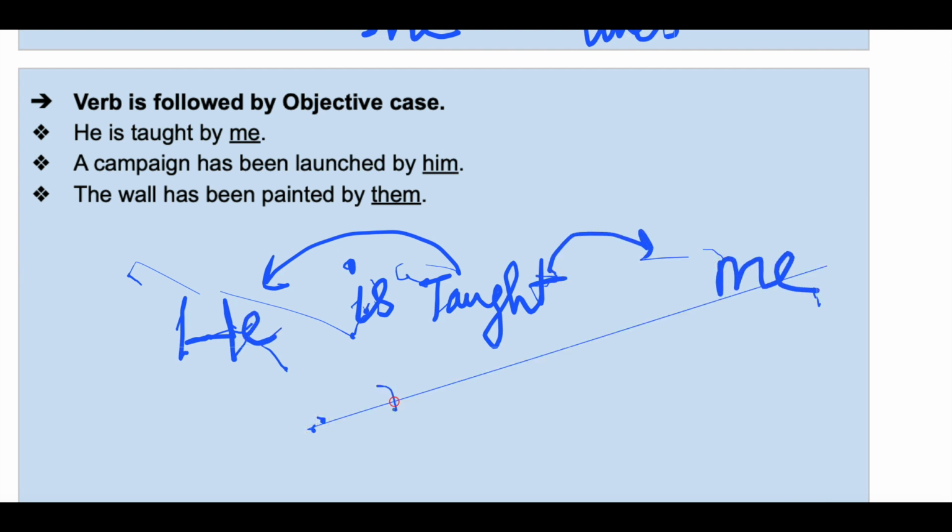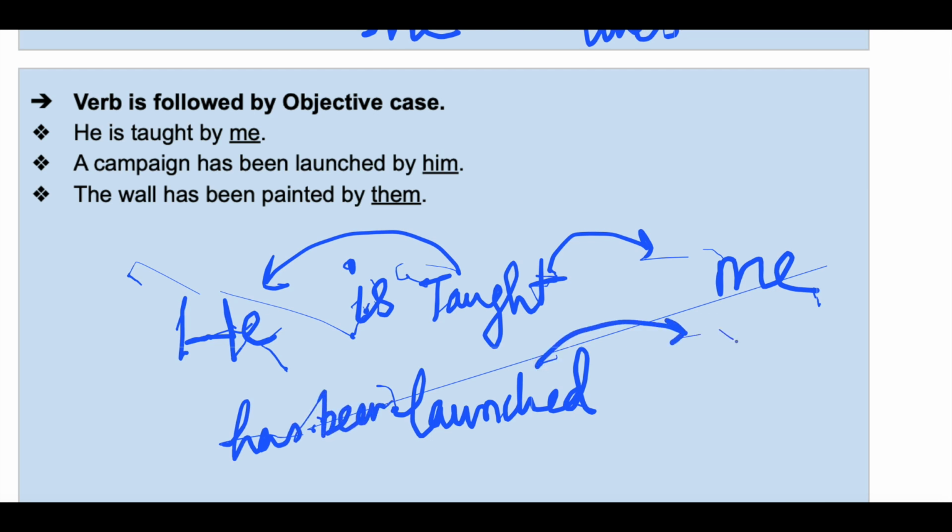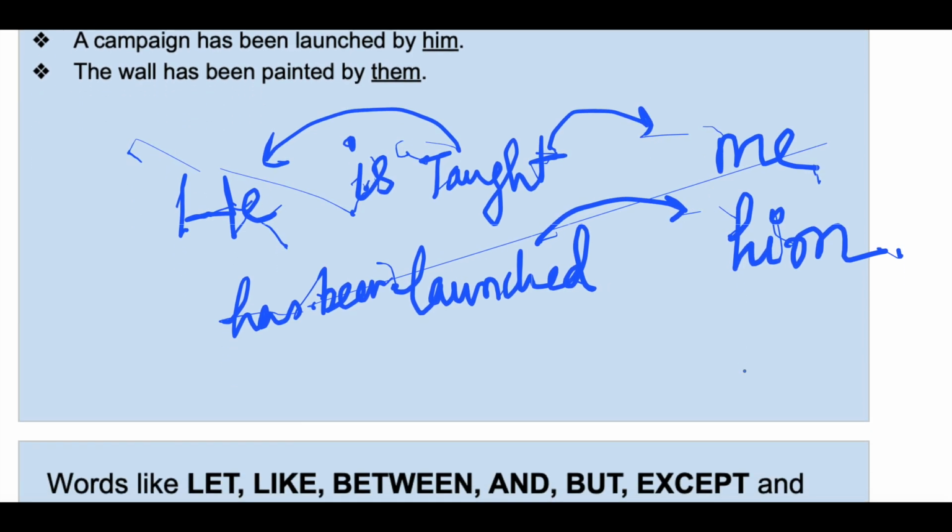Okay. A campaign has been launched by him. Launched is the verb. Has been launched is the verb. After verb objective case him. Okay. So in this way you have to decide.